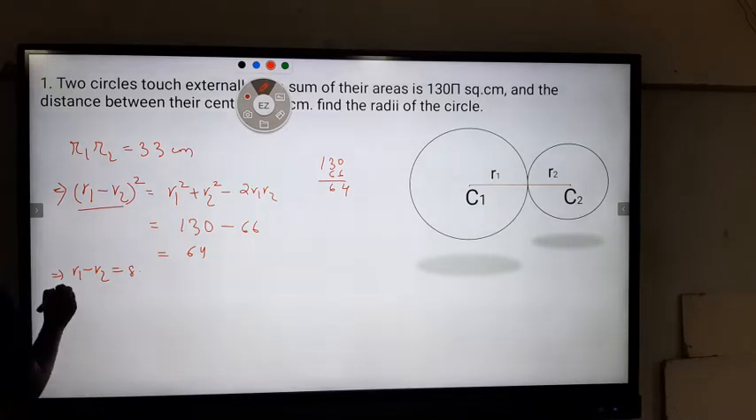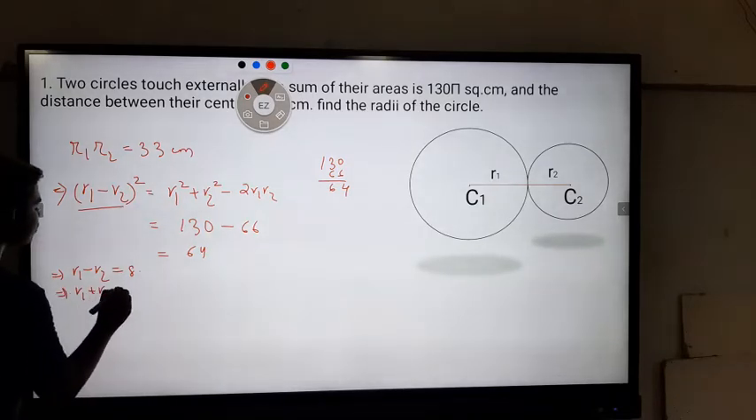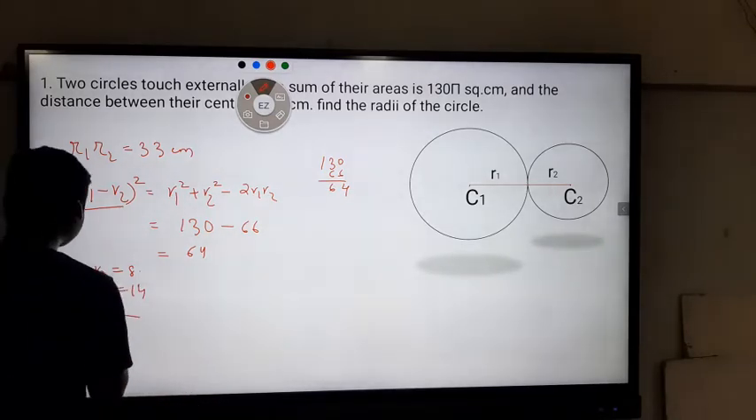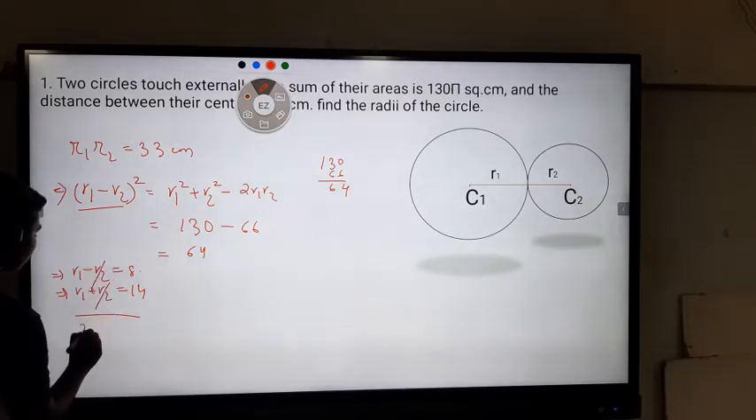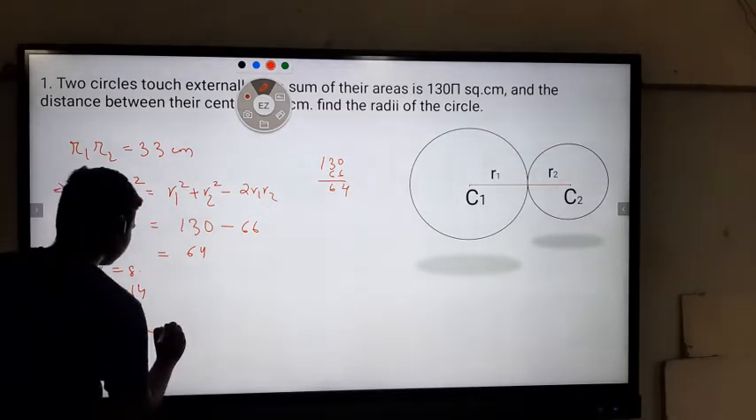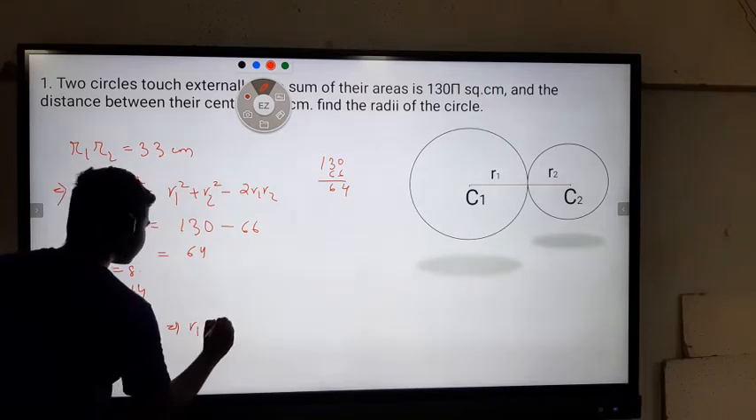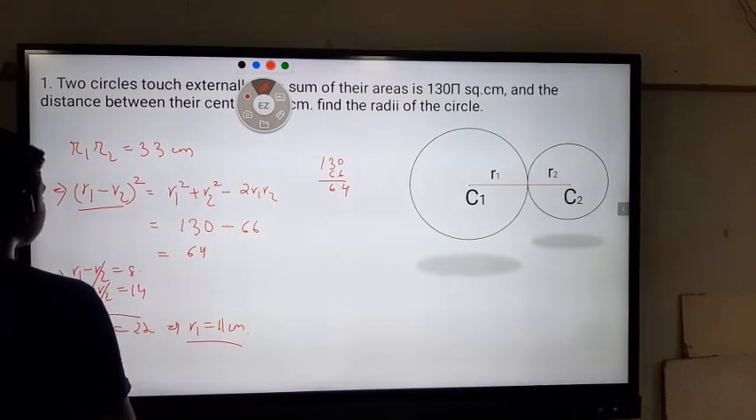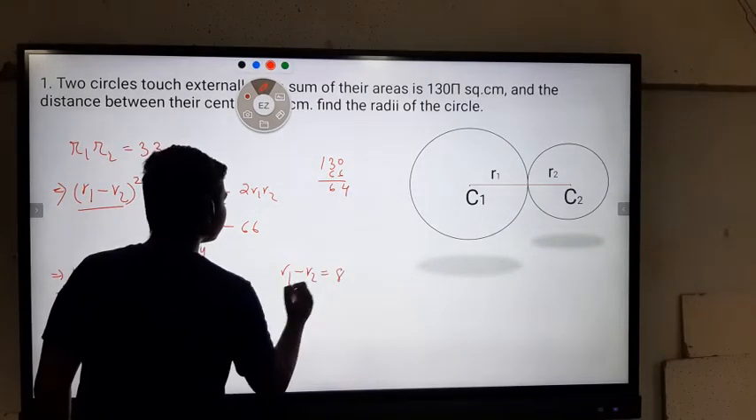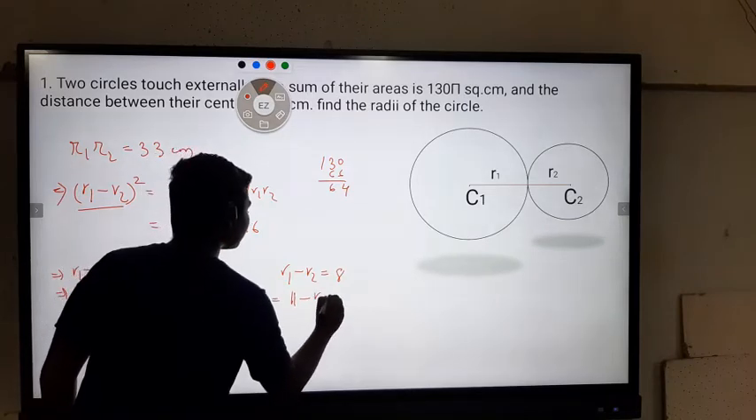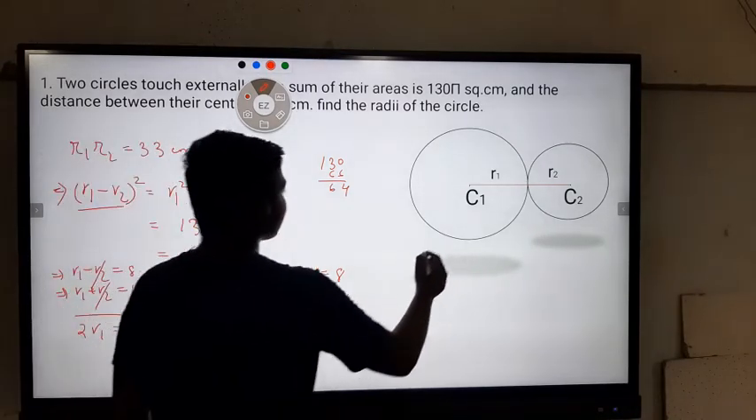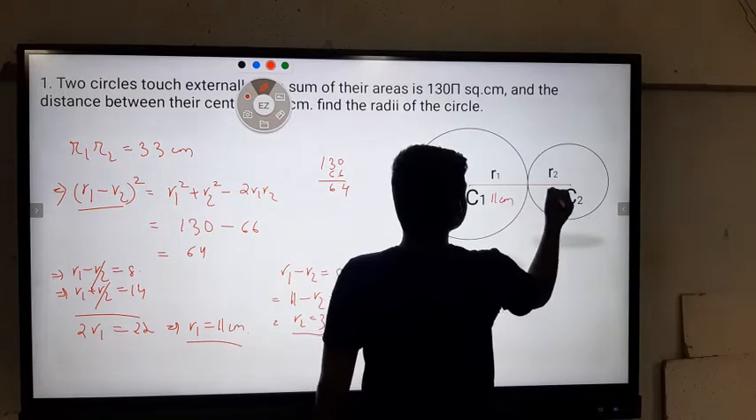From the first and second equations we have R1 plus R2 equals 14 and R1 minus R2 equals 8. Then we will add both equations, then this will cancel. Then 2 R1 equals 14 plus 8, 22. So R1 is 11 cm. If R1 is 11 cm, then taking the equation 11 minus R2 equals 8, R2 equals 3. So this circle's radius is 11 cm and this circle's radius is 3 cm.